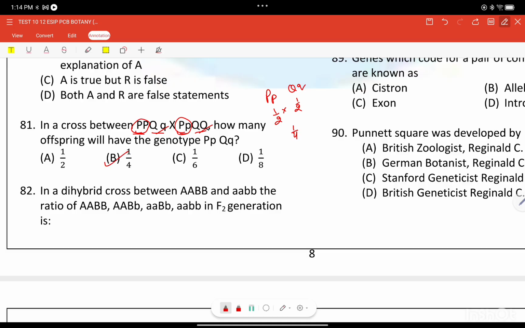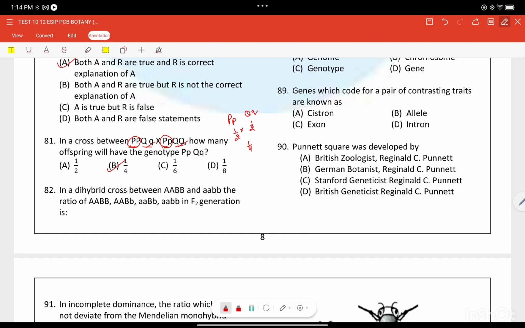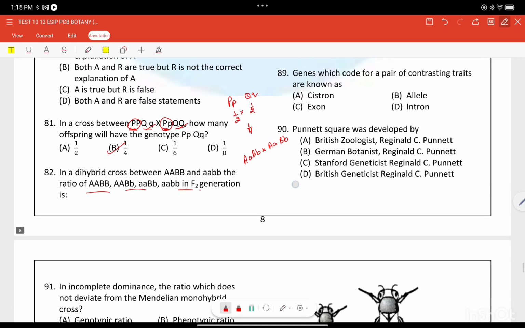In a dihybrid cross, we have to find the ratio in the F2 generation. For the F1 generation, the progeny will be this. Selfing of this would produce the F2 generation. So for the F2 generation, capital A is 1 by 4, capital B is 1 by 4, that is 1 by 16.